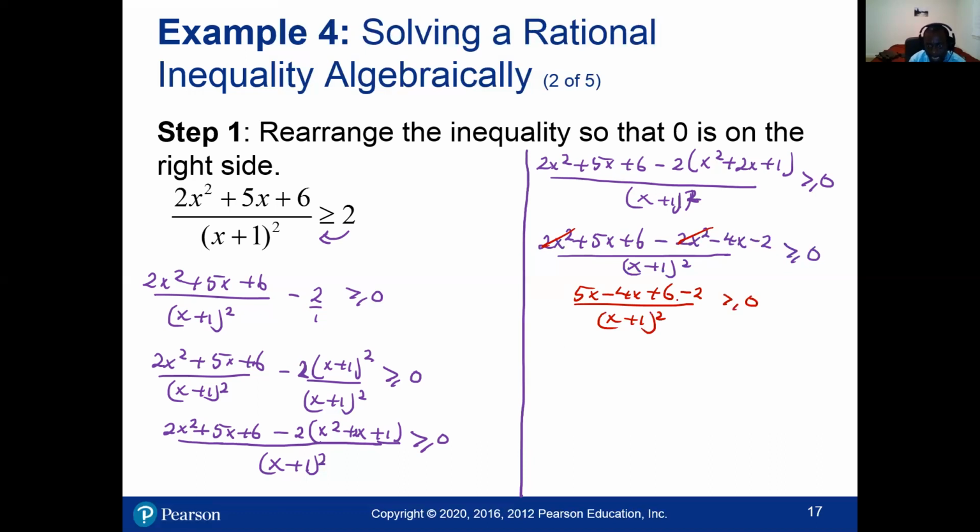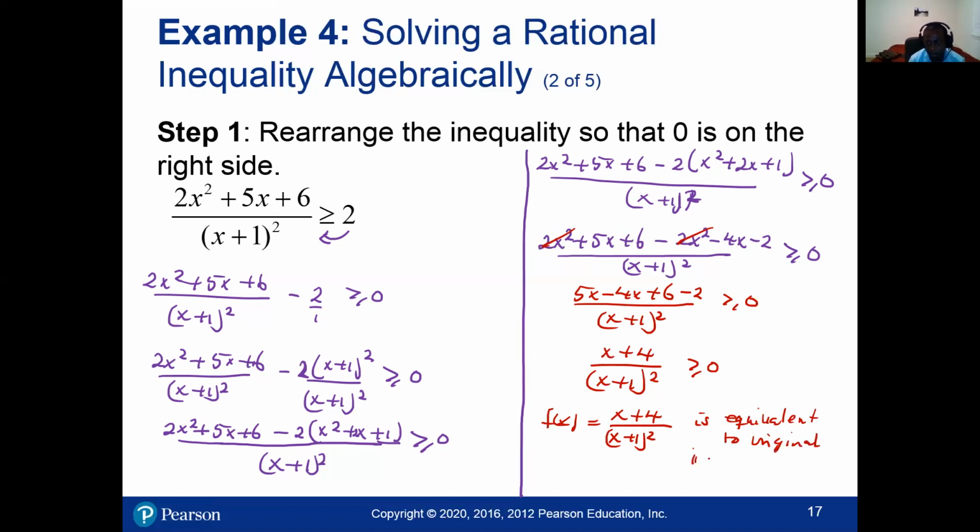So the numerator gives me just x plus 4 divided by x plus 1 all squared greater than or equal to 0. Now, this function here, this is my f of x, x plus 4 over x plus 1 all squared, is equivalent to the original inequality.